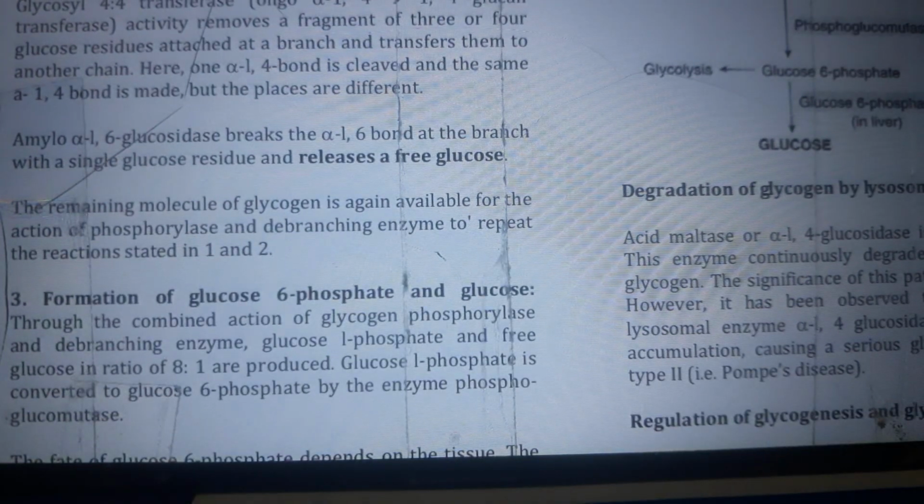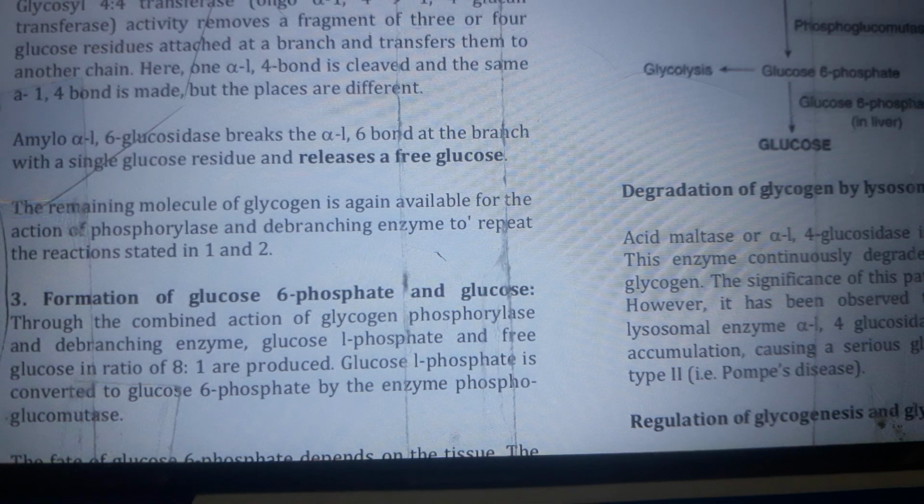Action of debranching enzyme. The branches of glycogen are cleaved by 2 enzyme activities present on a single polypeptide called a debranching enzyme, hence it is a bifunctional enzyme. Glycosyl 4:4 transferase, oligo alpha-1,4 to 1,4 glucan transferase activity, removes a fragment of 3 or 4 glucose residues attached at a branch and transfers them to another chain. Here, an alpha-1,4 bond is cleaved and the same alpha-1,4 bond is made, but the places are different.